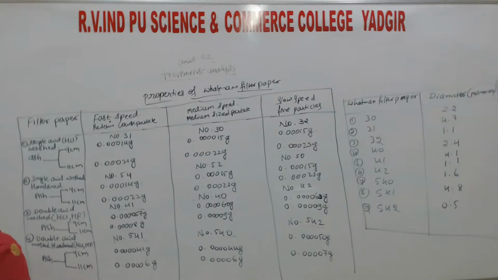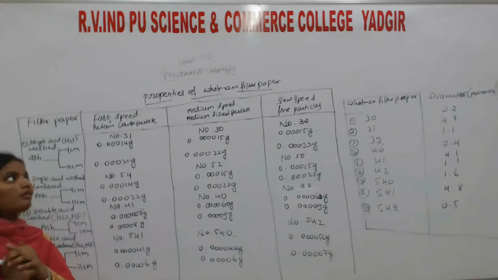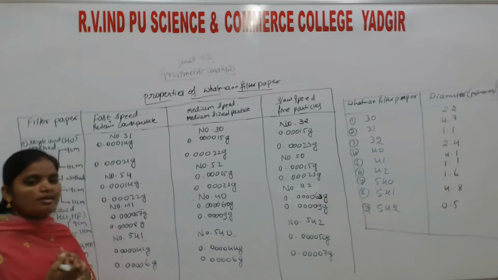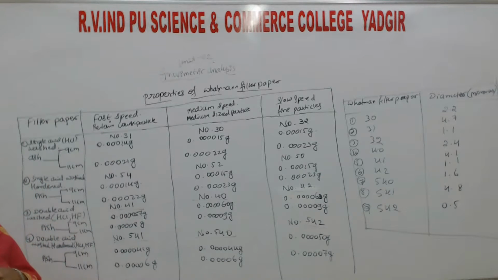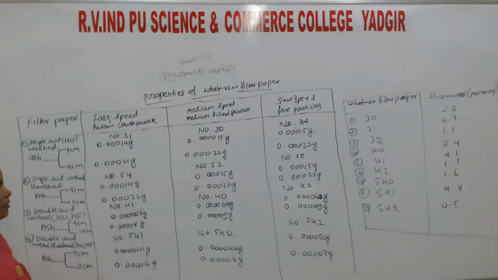In your examination, this is a very important question, a 5 marks question. Explain or write a note on Whatman filter paper. Write the types of Whatman filter paper. There are 4 types of Whatman filter paper.